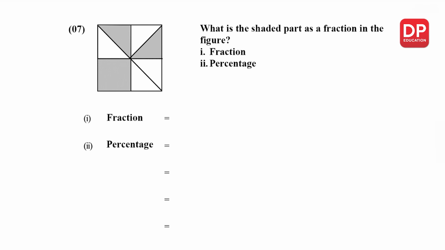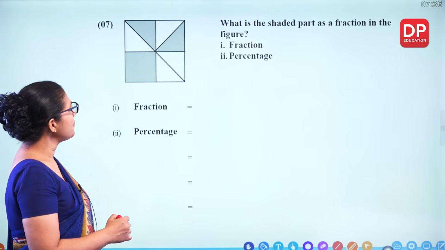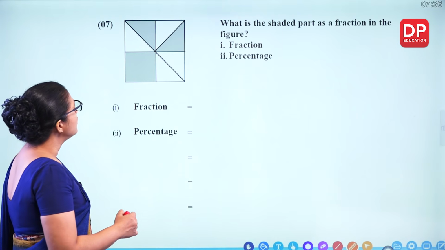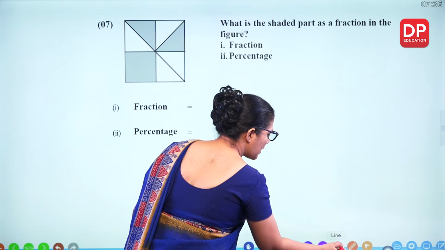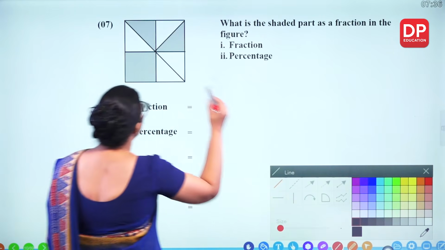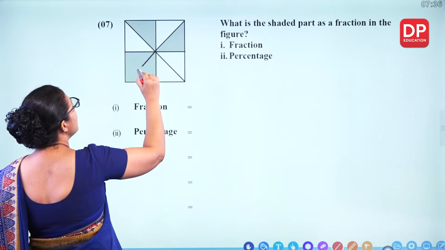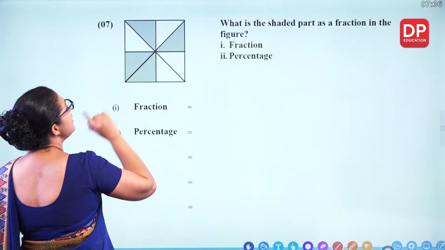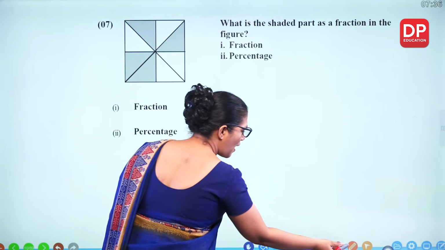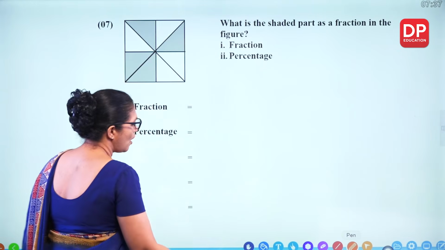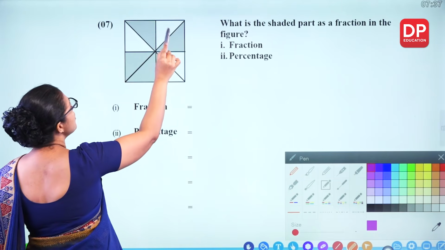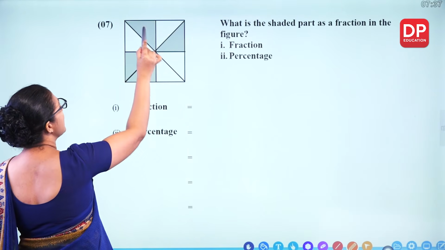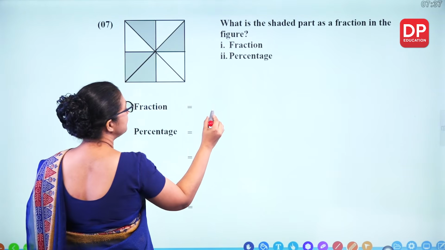Look at this diagram. What is the shaded part as a fraction in the figure? How many parts are there? So you need to divide this. So I'll take a ruler and here, if you need equal parts to identify how many parts are there. Now see how many parts are there. 1, 2, 3, 4, 5, 6, 7, 8. 8 parts are there.